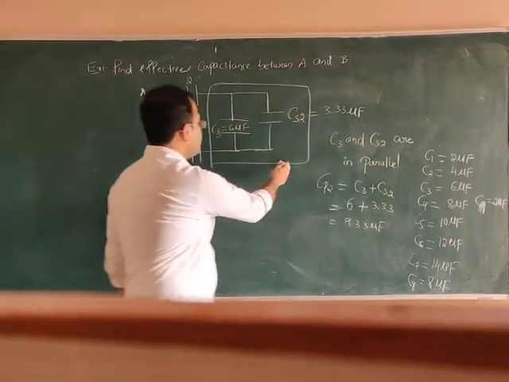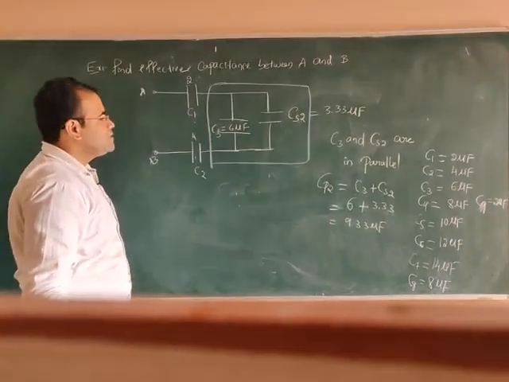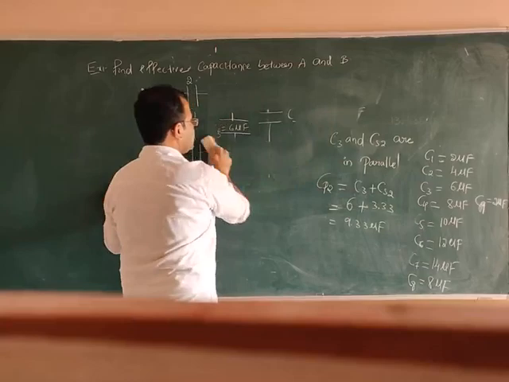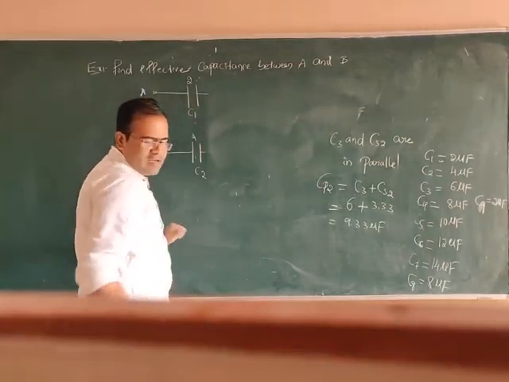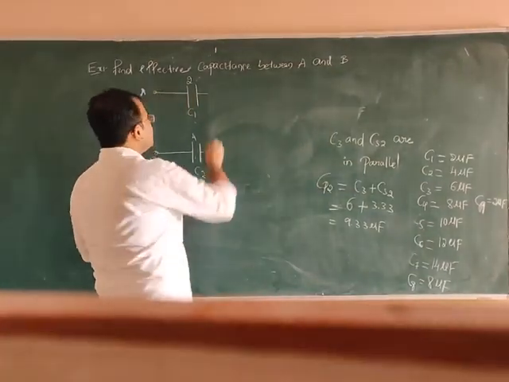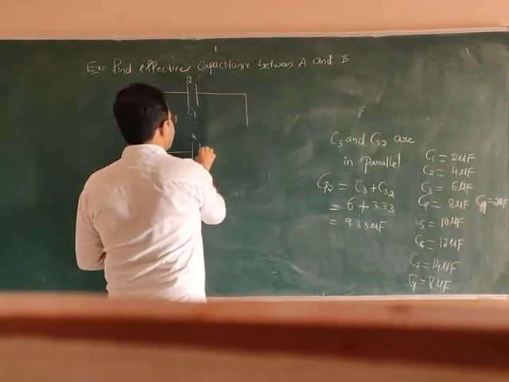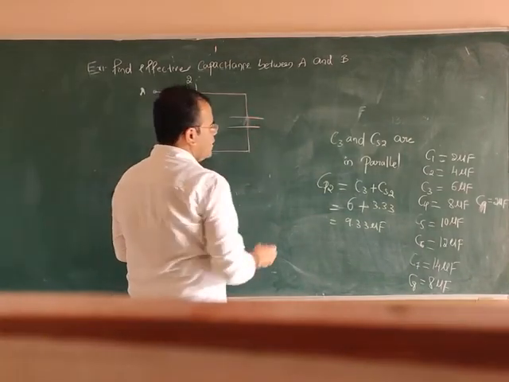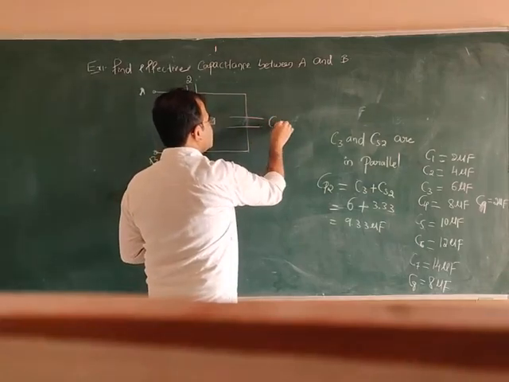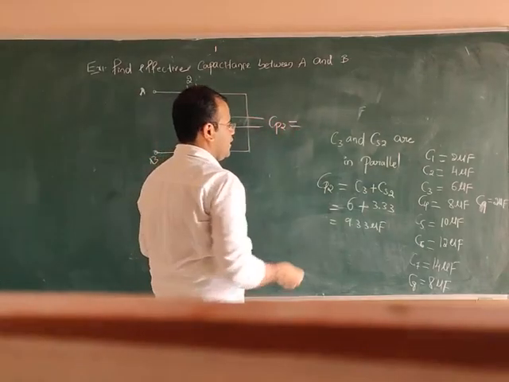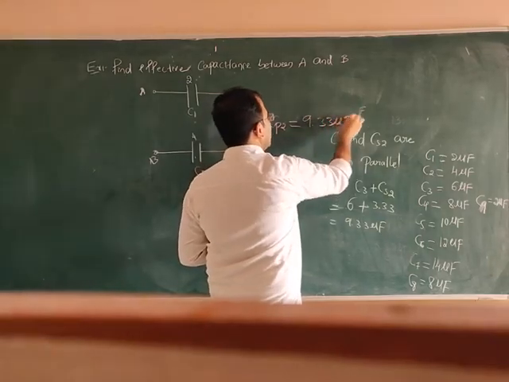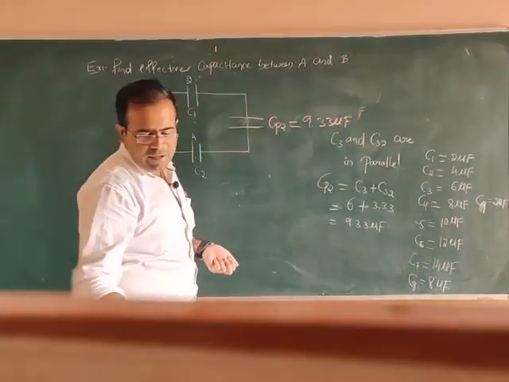So after replacing these two, what do we write? We write a single capacitance. What is that single capacitance value now? Again, what you are getting here is a single capacitance value that is replaced by CP2. So now CP2 is equal to what you are writing here, 9.33 microfarad. So you are going to get the value as 9.33 microfarad.